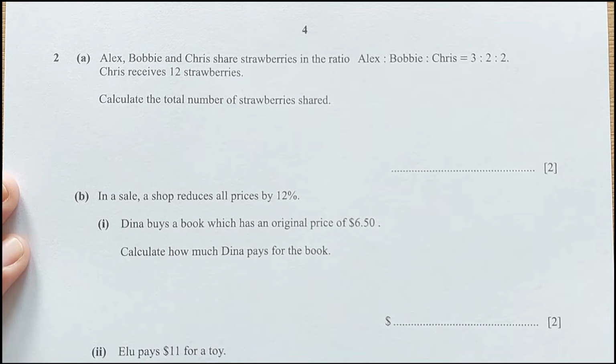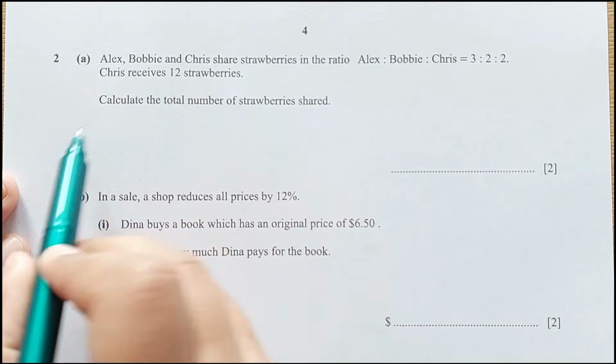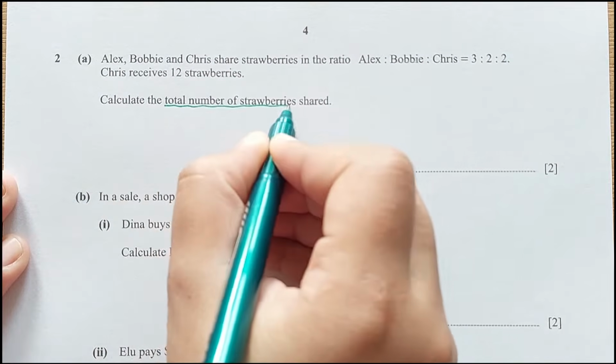Question number 2, part A. Alex, Bobby, and Chris share strawberries in the ratio 3:2:2. Chris received 12 strawberries. Calculate the total number of strawberries shared. Total strawberries they shared. Okay.